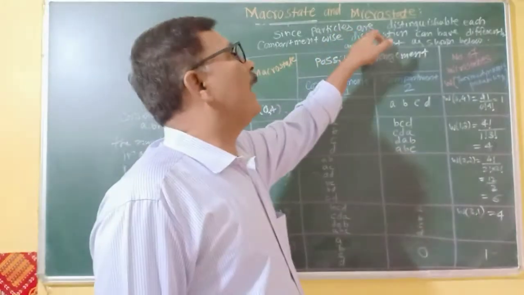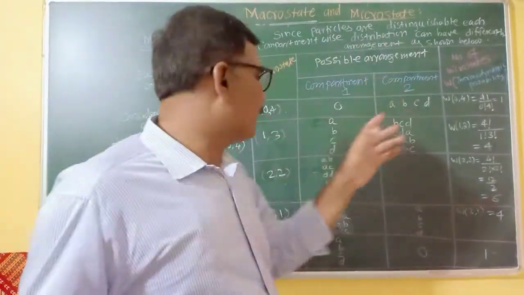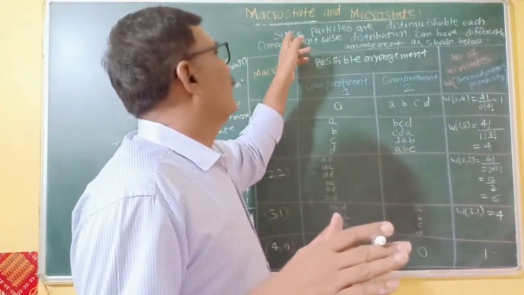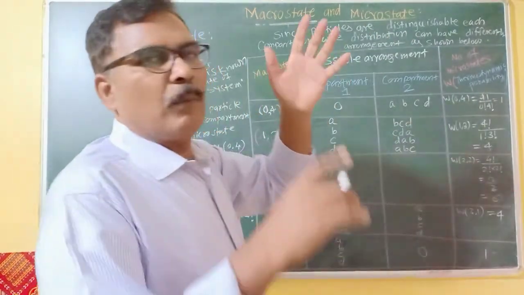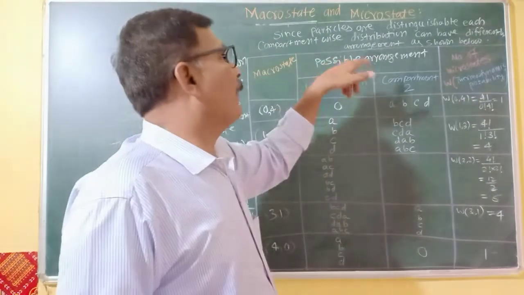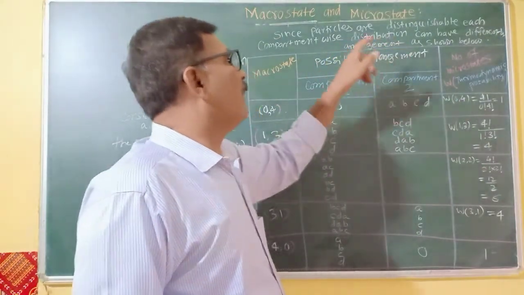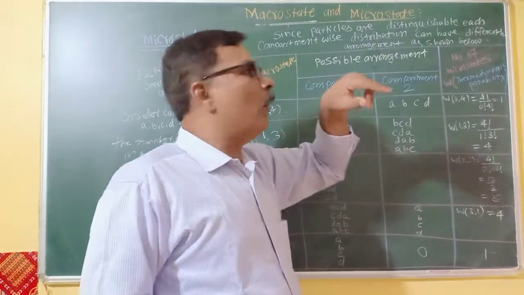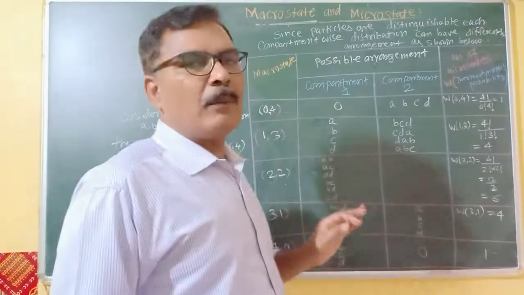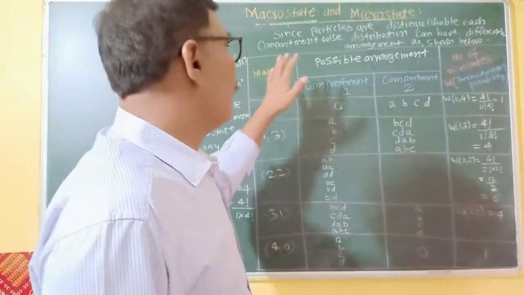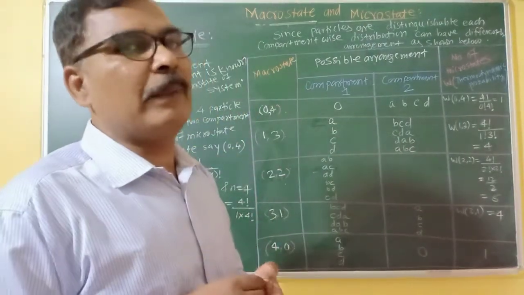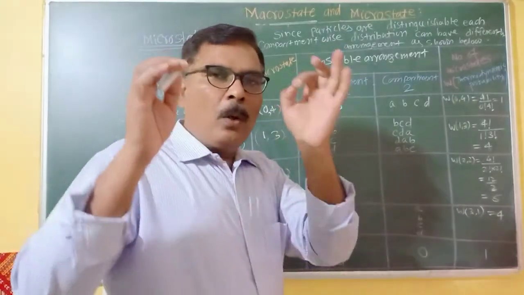Since all the particles are distinguishable, 0, 4 is the first case. Four particles A, B, C and D are distinguishable. Each compartment-wise distribution can have a different arrangement, as shown in this table. This table is very important for the microstates. First of all, we have to consider the different possible arrangements for each macrostate.